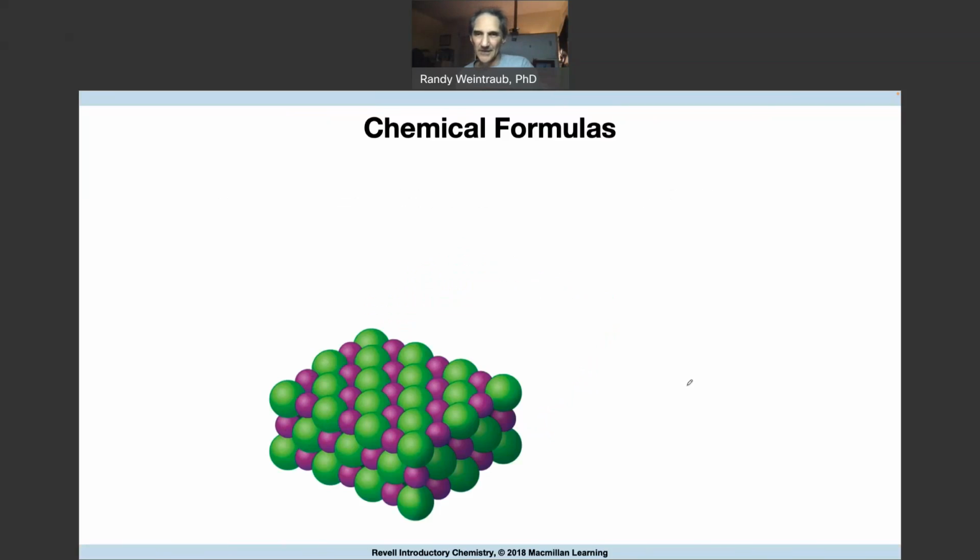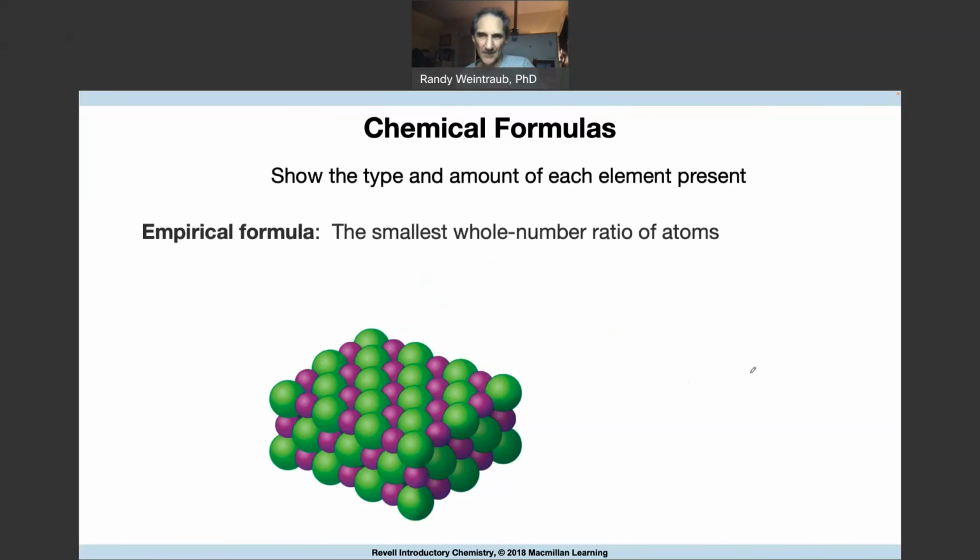To represent the composition of compounds like this one, we use a chemical formula that indicates the type and amount of each element present. We represent the ionic compound with a specific chemical formula called the empirical formula. The empirical formula gives the smallest whole number ratio of the atoms in the compound. Subscripts written indicate the number of those ions present. The empirical formula gives the smallest number in a formula unit.